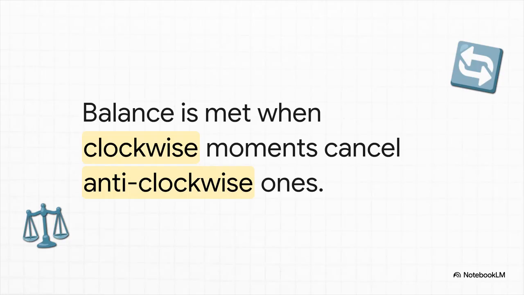By tweaking those distances, you achieve perfect equilibrium. Basically, a system is balanced when clockwise moments perfectly cancel out anti-clockwise moments. Let's do the math real quick. Since a moment is just force multiplied by distance, a 500 Newton force acting 1 meter away perfectly balances a 100 Newton force acting 5 meters away. You're literally letting the math do the heavy lifting for you.